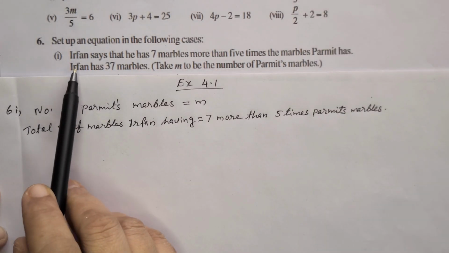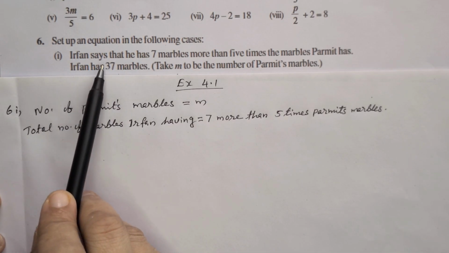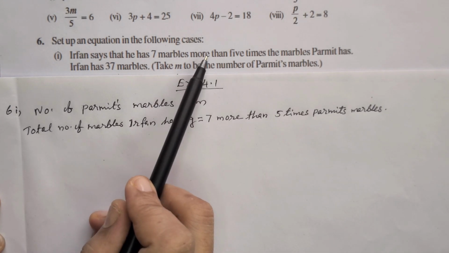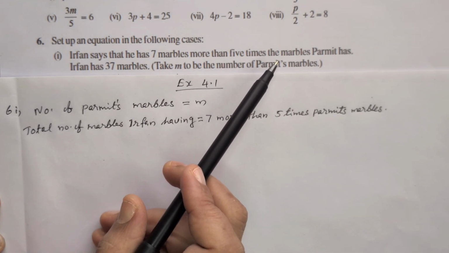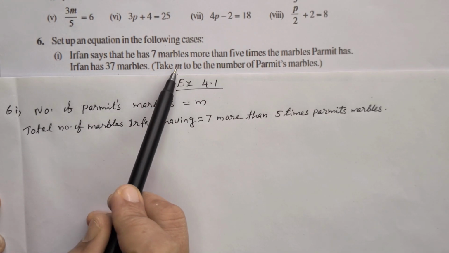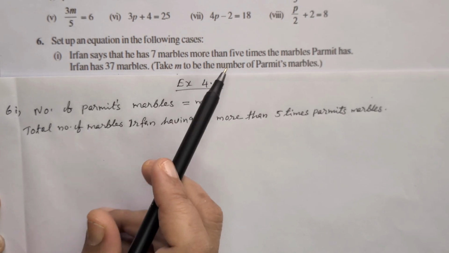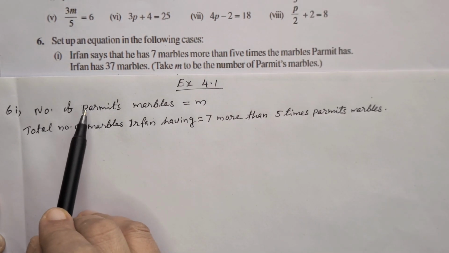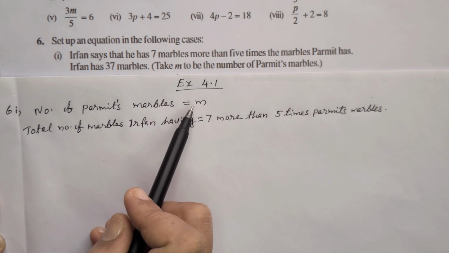Question number 6. Set up an equation in the following cases. Irfan says that he has 7 marbles more than 5 times the marbles Parmit has. Irfan has 37 marbles. Take m to be the number of Parmit's marbles. So we can take the number of Parmit's marbles is equal to m.